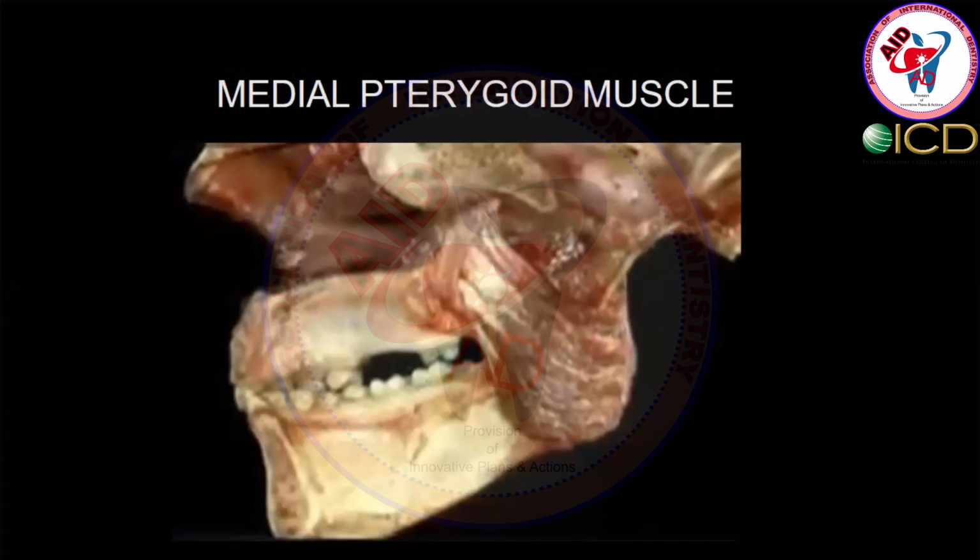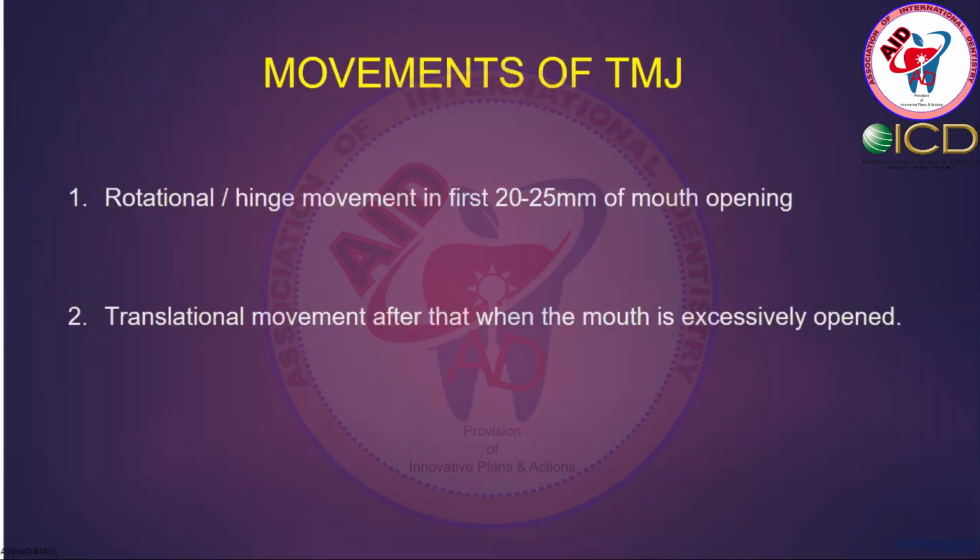Now we come to the second portion, and the second portion is temporomandibular joint movements. It is a very important movement. There are two important movements: the rotational or hinge movement, and then the translational movement. Translational movement actually happens when the mouth is widely open, while the rotational or hinge movement is only when it is limited in the condylar fossa, and that only remains from 20 to 25 mm of mouth opening.